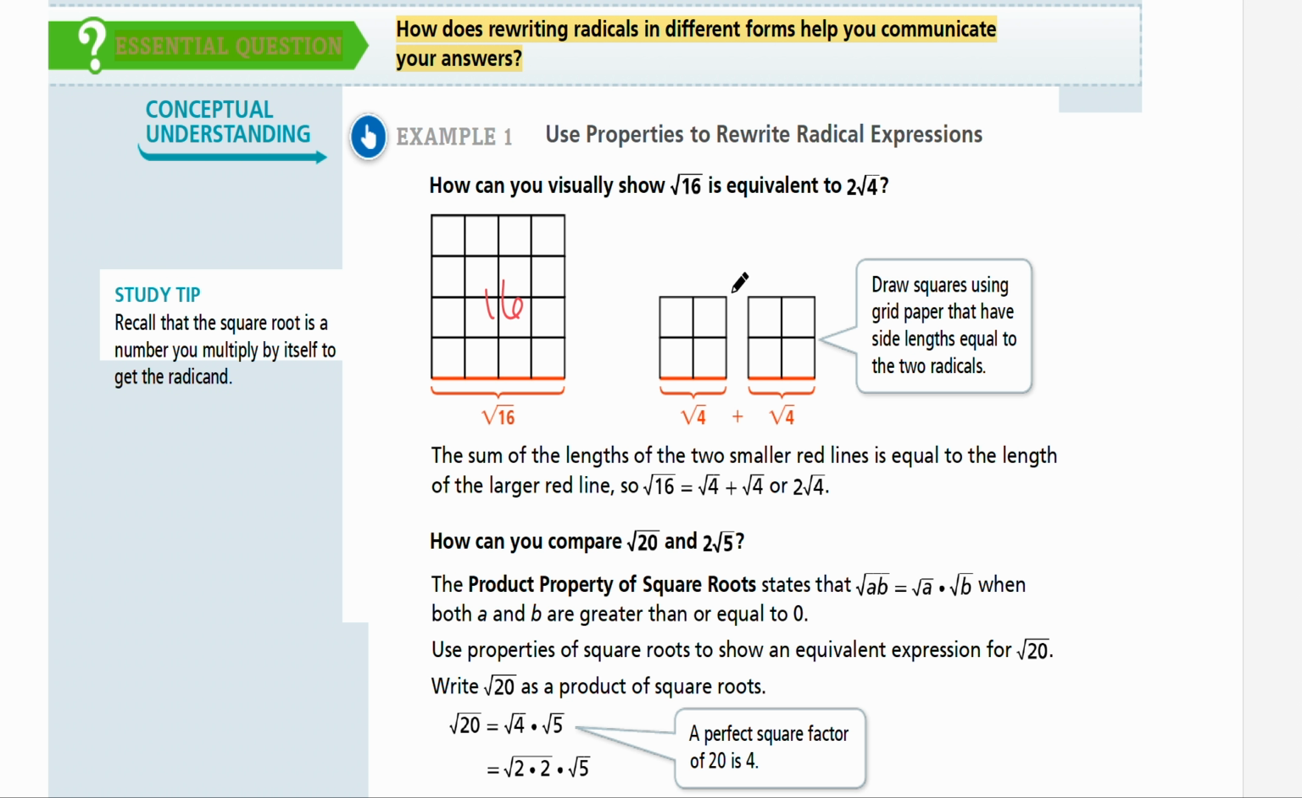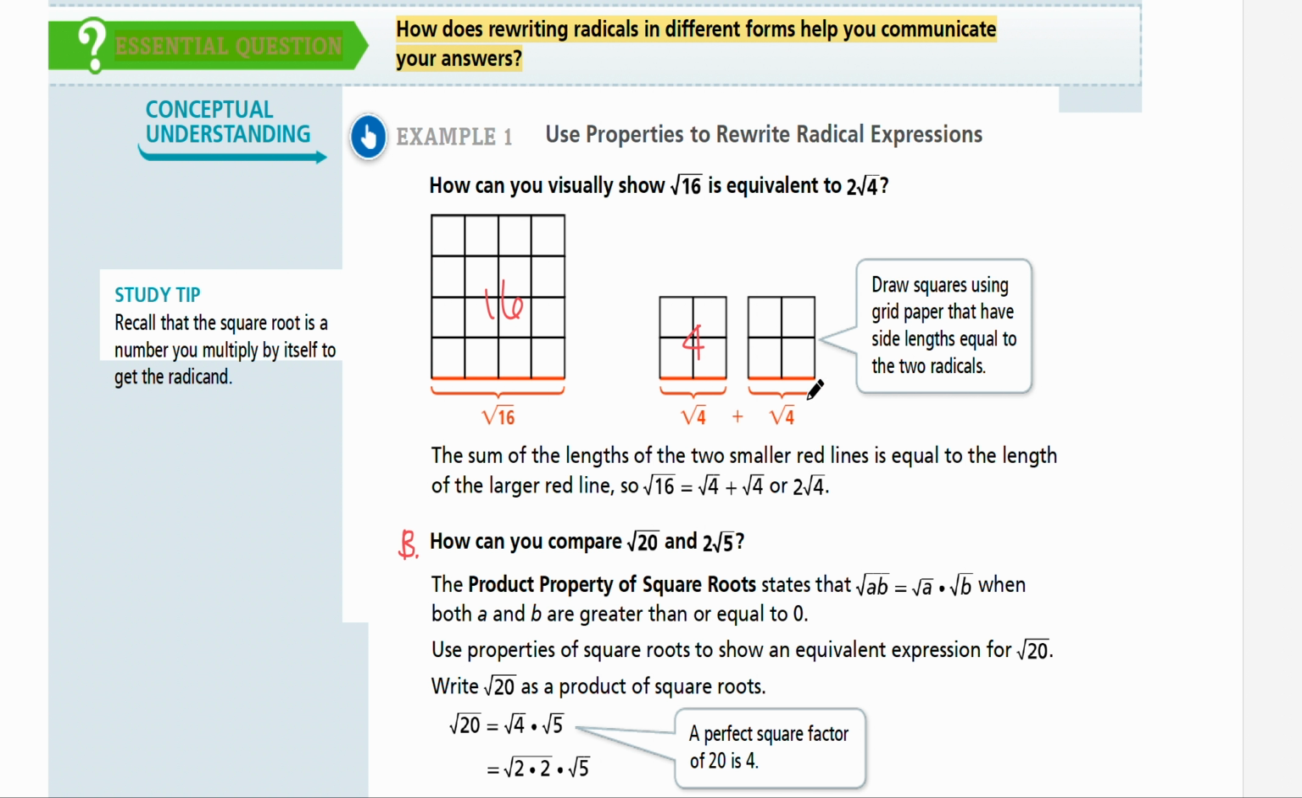One root 4 is this small square where the area is 4, but the side would be root 4, right? And the side of the square that has an area of 4 would be 2. 2 plus 2 is the same as 4, right? So visually, you can use the square boxes to prove that they're equal to each other. The sum of the lengths of two smaller red lines here would be equal to this big red line. So how can you compare root 20 and 2 root 5?